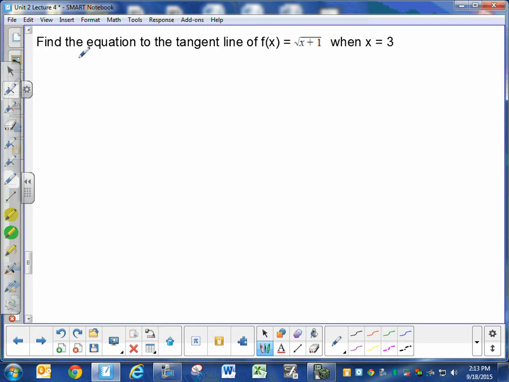And then after we take our test, we are going to learn that we don't need to use this magical formula. We can just throw it away and use rules. But we're not there yet. So let's find the equation of the tangent line to the square root of x plus 1 when x is 3.